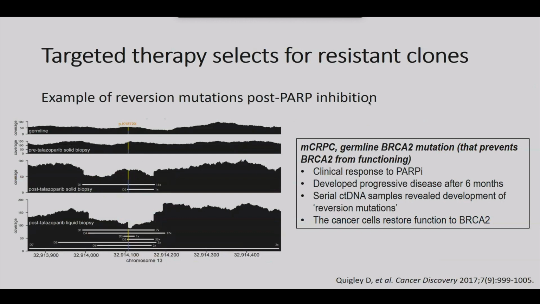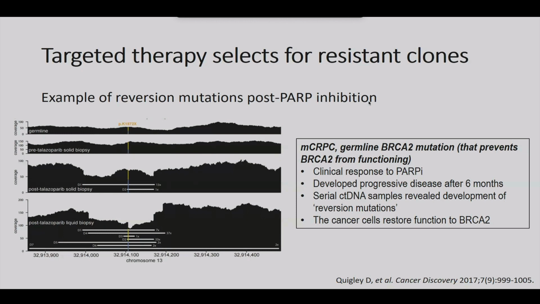One result I'll highlight, we reported 5 years ago, the first example of genomic resistance to a PARP inhibitor in prostate cancer. So this was a patient with a germline BRCA2 mutation that disrupts BRCA2. And this patient had a clinical response to a PARP inhibitor, but he then developed progressive disease after 6 months. And when we looked in the liquid biopsy, we could see a range of different reversion mutations.